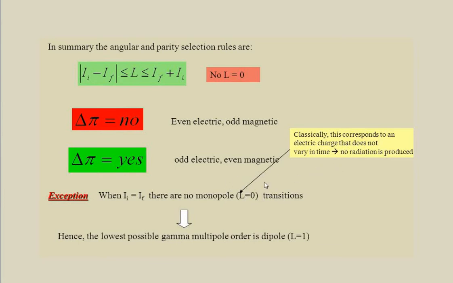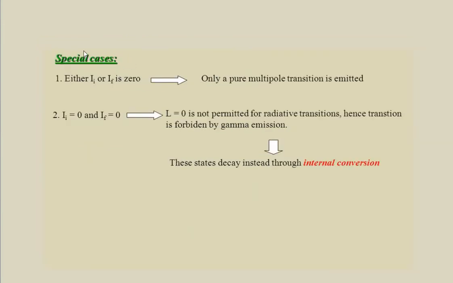If the nucleus has initial total angular momentum 0 and final angular momentum 0, it is not possible, or that have I_i equal to I_f. Hence, the lowest possible gamma multipole order is dipole, L is equal to 1. So the lowest order is L is equal to 1. Now a special selection rule: if I_i or I_f is equal to 0, if any one of the total angular momentum of initial or final nucleus is equal to 0, then L ranges from I_i plus I_f to I_i minus I_f.